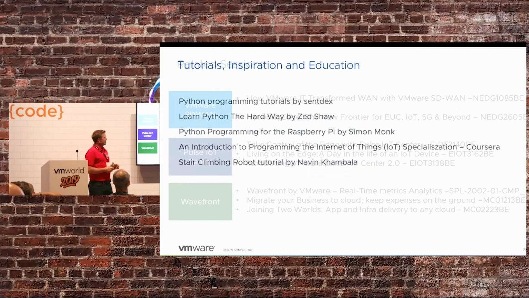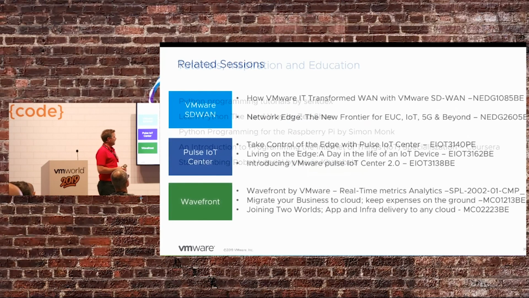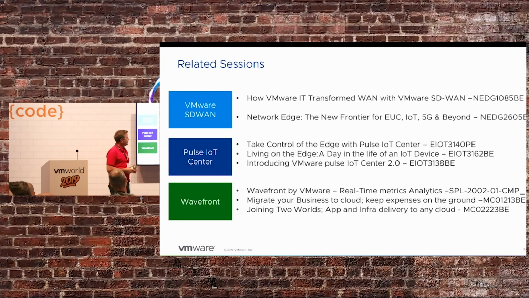So some related sessions here. Some of these you might have already been to. If you weren't in this session earlier, Living on the Edge, I recommend having a look at that. I think you can see the sessions online after here. It's really good. It takes you through the whole Pulse IoT Center, which was how we managed a lot of the Raspberry Pis and the config. We were pushing config to the Raspberry Pi to drive left or drive right via Pulse. So that's a really key point. And then there's SD-WAN and Wavefront as well. This is the VeloCloud piece.